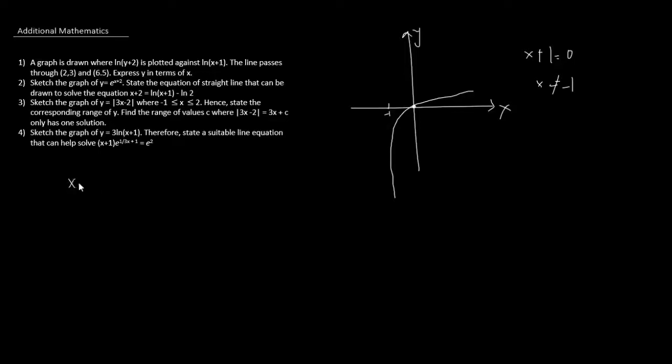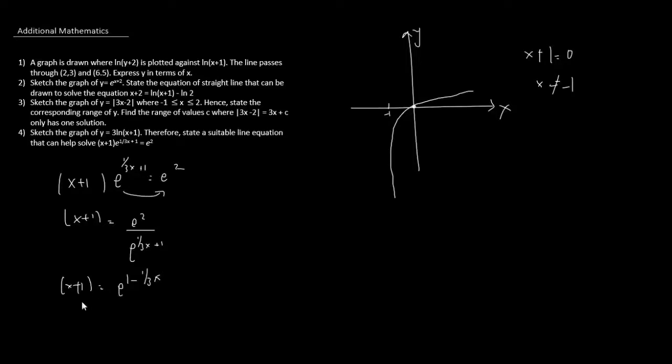So we have x plus 1 times e to the power of 1 over 3x plus 1 is equals to e squared. Right? And so here we can definitely now say that x plus 1, we can move this one into divide, so we have e squared over e to the power of 1 over 3x plus 1. And here we just need to apply the laws of indices. So we have x plus 1 is equals to e to the power of 1 minus 1 over 3x. Therefore, ln x plus 1 is equals to 1 minus 1 over 3x.